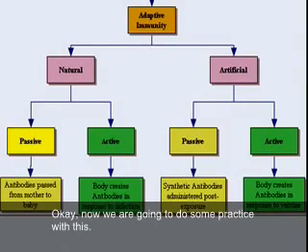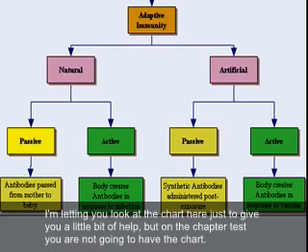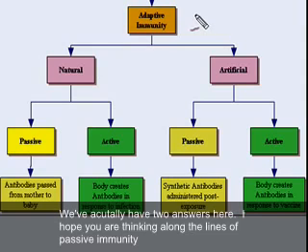Okay, now we're going to do some practice with this. I'm going to give you a description of a type of immunity, and I want you to come up with the proper term. And I'm letting you look at the chart here just to give you a little bit of help, though on your chapter test you're not going to have the chart. Okay, first of all, which type of adaptive immunity would be of short duration? And we've actually got two answers here.